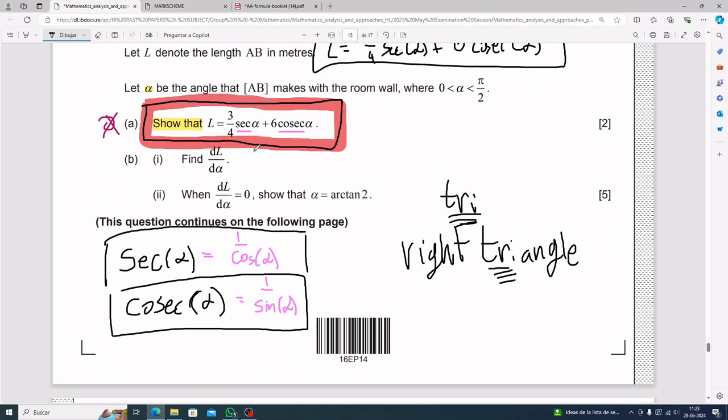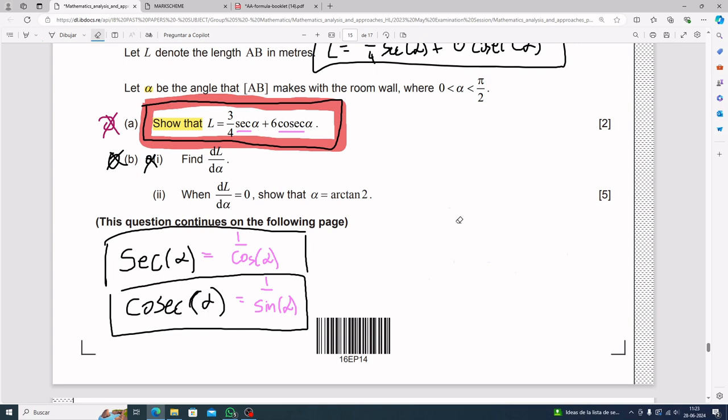Anyways, enough blah blah. Let us now move on to part B I. Part B I is asking you to find basically just the derivative of L with respect to alpha.